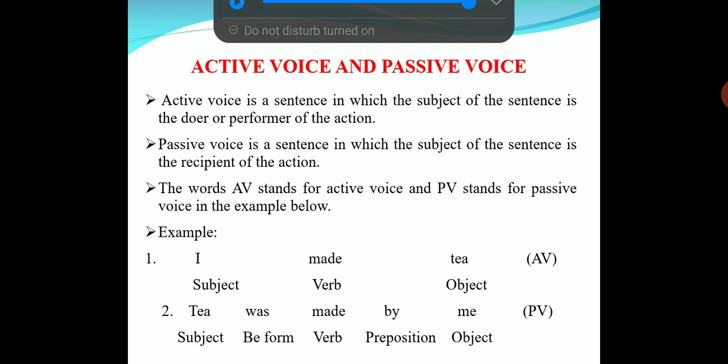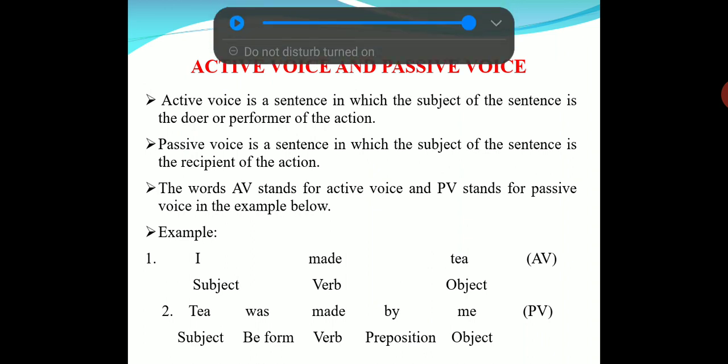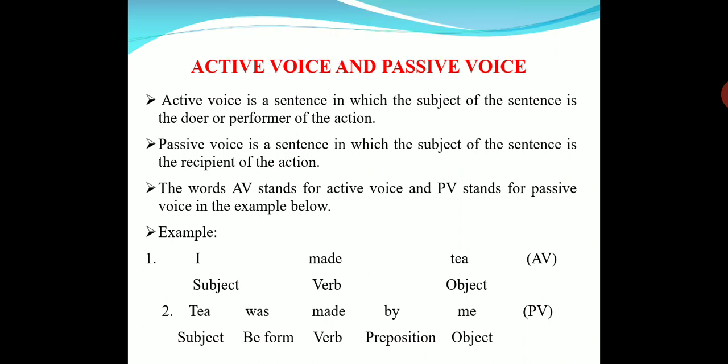In the example below, for example, I made tea. I is the subject, made is the verb, tea is the object. When we change this into passive voice, the object becomes subject. That is, tea is the subject. And a suitable be form should be added. As it is in the past tense, we added was. And next the V3 form of the verb, that is made.